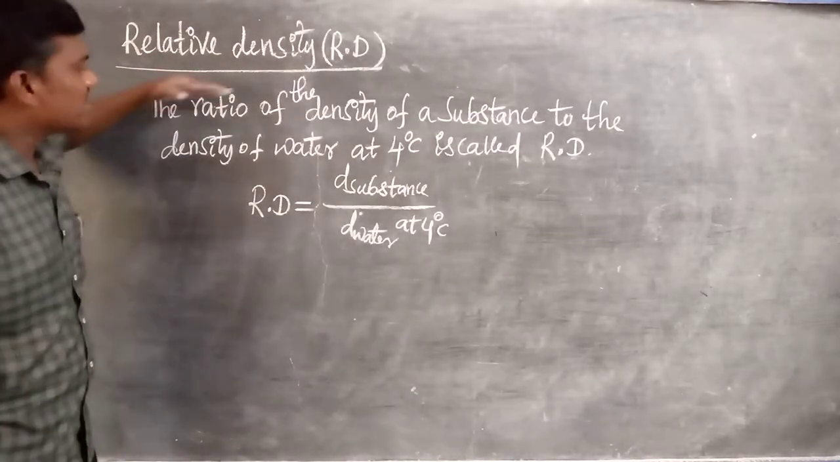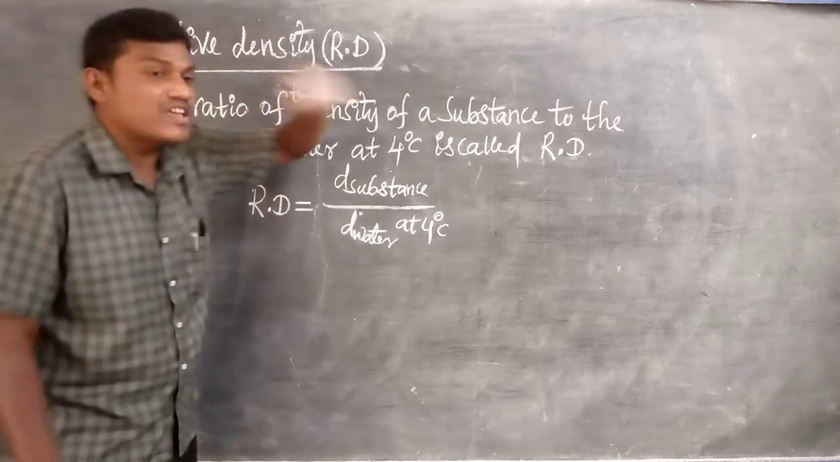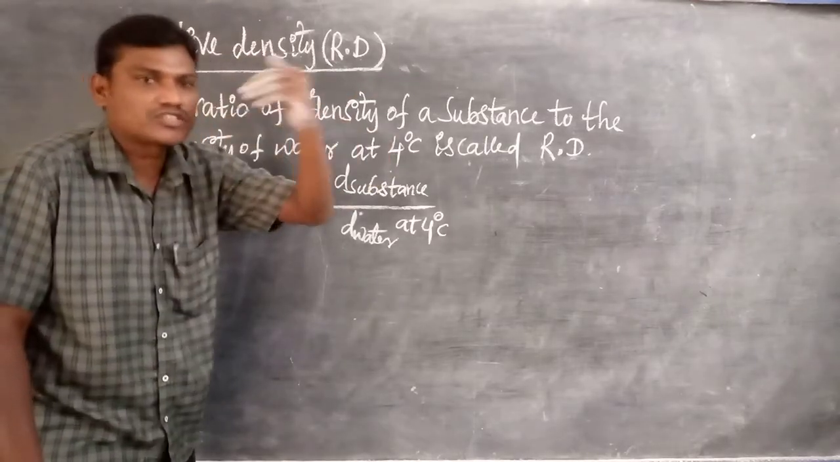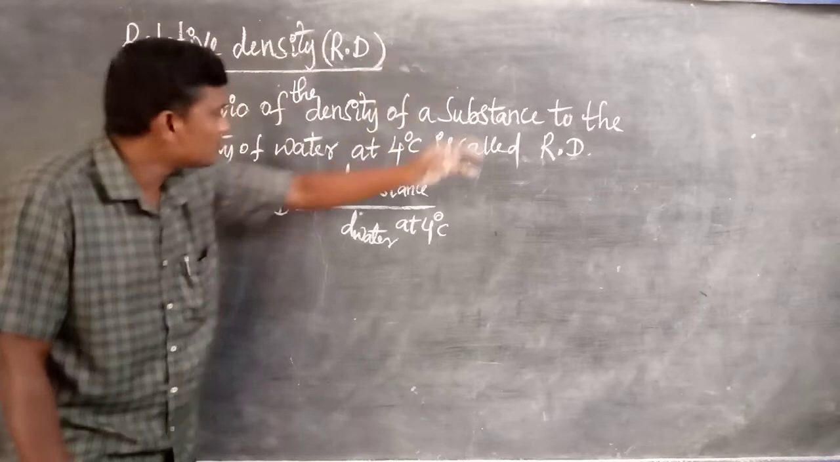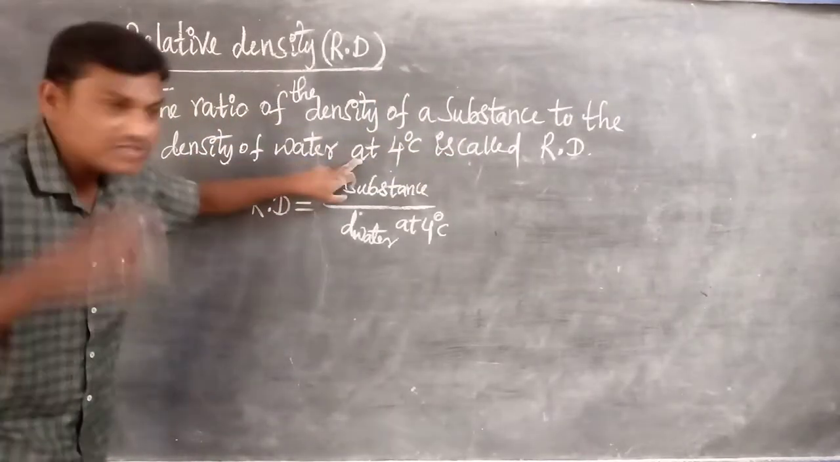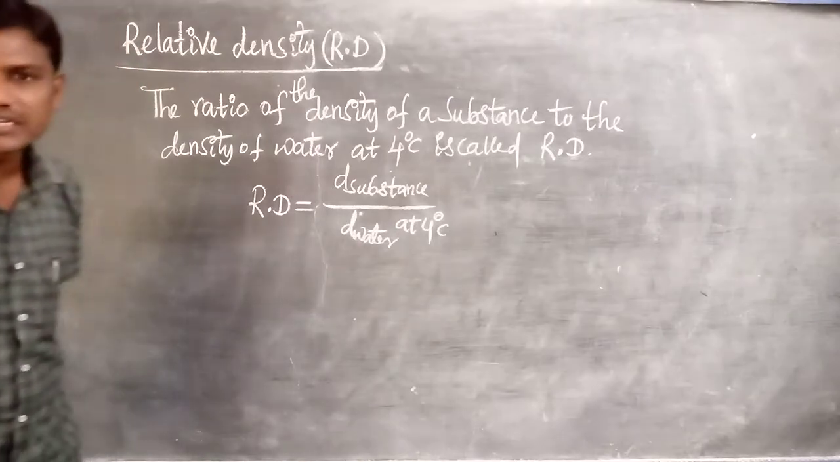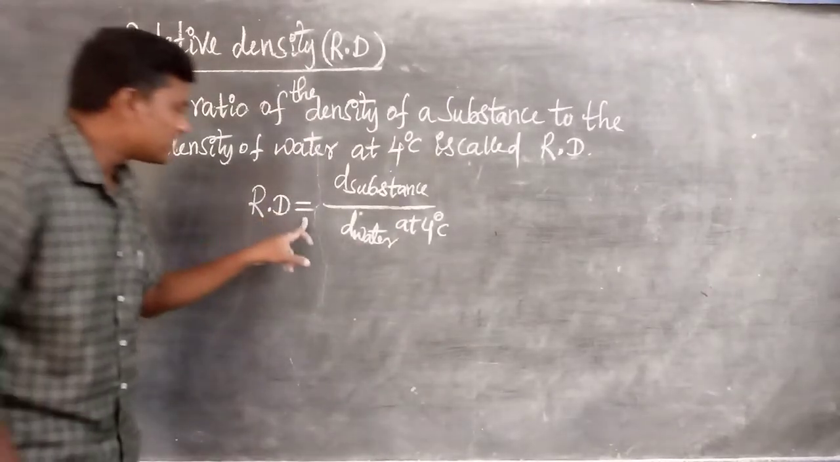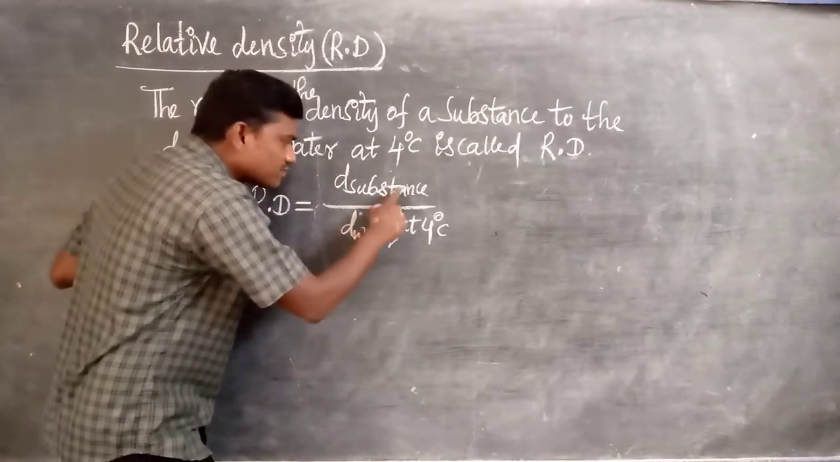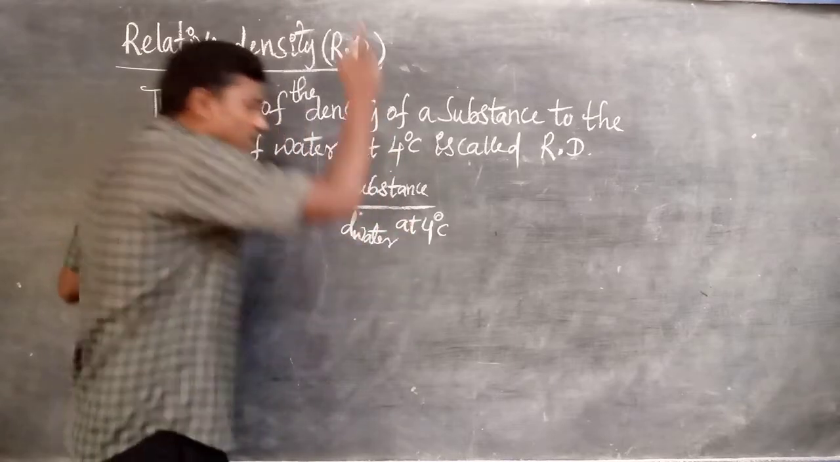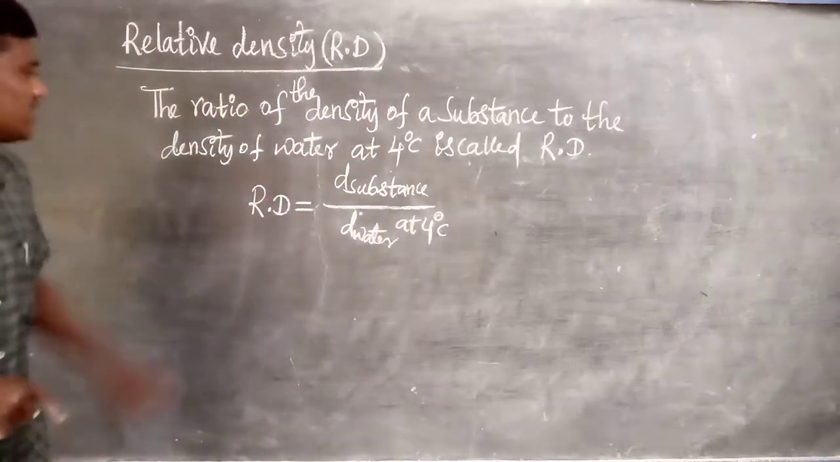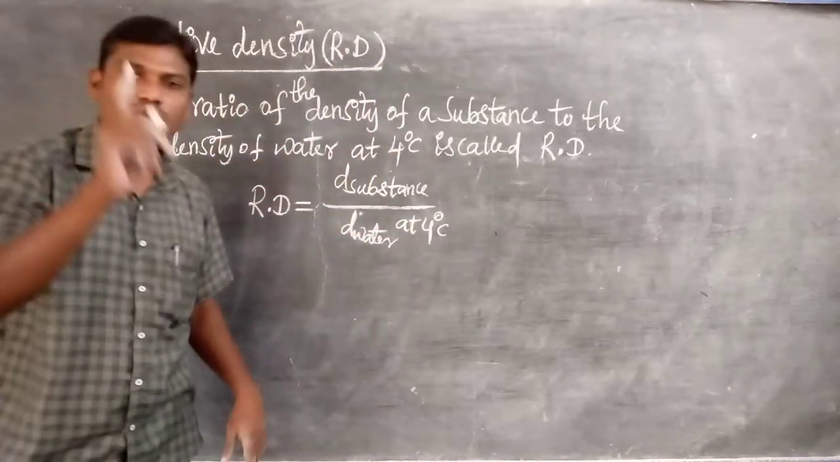How to define it: the ratio of the density of a substance, either solid, liquid or gas, to the density of water at which temperature? Exactly 4 degrees Celsius is called relative density. So relative density equals density of substance upon density of water at 4 degrees Celsius. Why are we considering the water at 4 degrees Celsius?